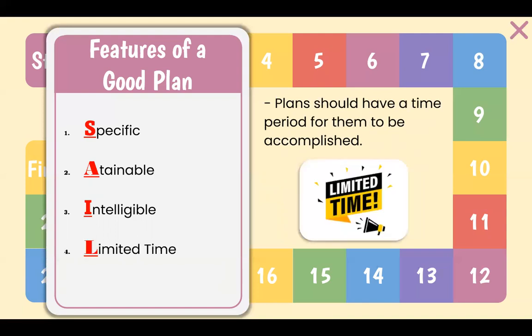L. Limited time. Plans should have a time period for them to accomplish. Operational plans are short-term plans applicable for a one-year period, while strategic plans are long-term plans ranging from 5 to 10 years.